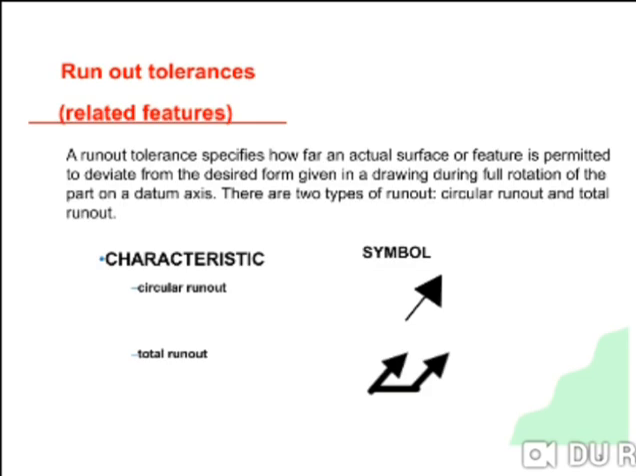Runout tolerances, related features. A runout tolerance specifies how far an actual surface or feature is permitted to deviate from the desired form given in a drawing during full rotation of the part on a datum axis. There are two types of runout: circular runout and total runout.